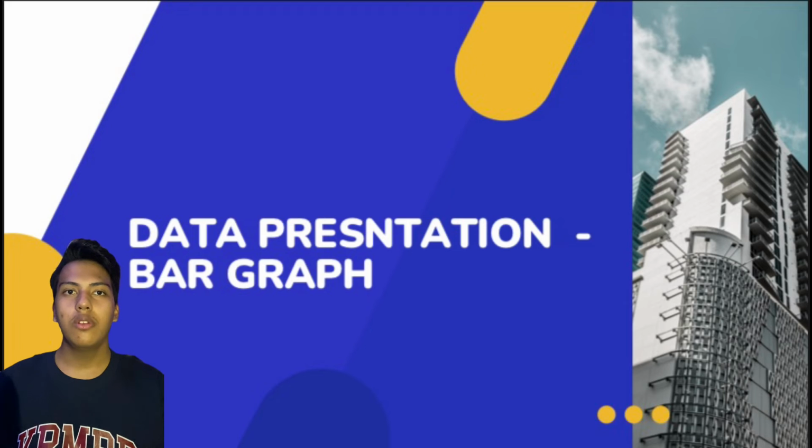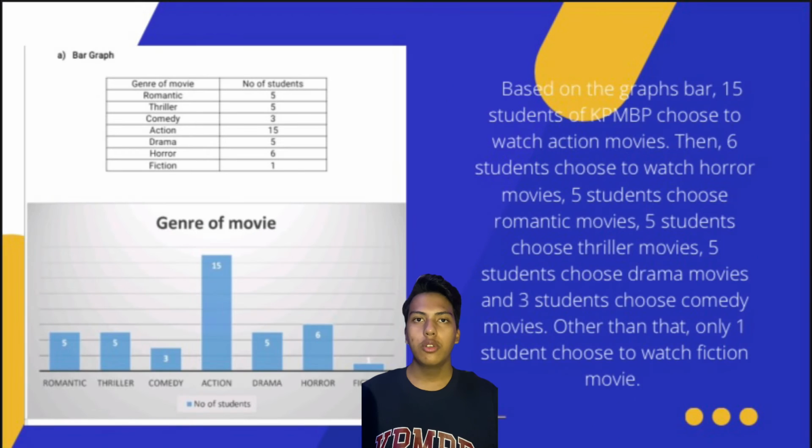Assalamualaikum. Now I will be explaining about the graphs. There are 5 graphs in total. The first one is a bar graph. The motive of this bar graph is to know the total of students that love to watch movies based on genre. There are 5 students who like watching the romantic genre, 5 students like to watch thriller, 3 students like to watch comedy, 15 students like to watch action, 5 students like to watch drama, 6 students like to watch horror, and 1 student likes to watch fiction.